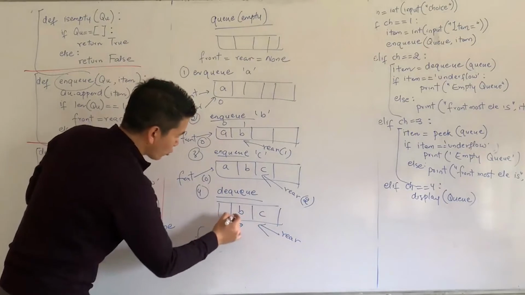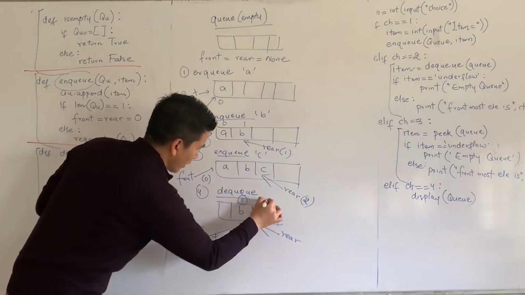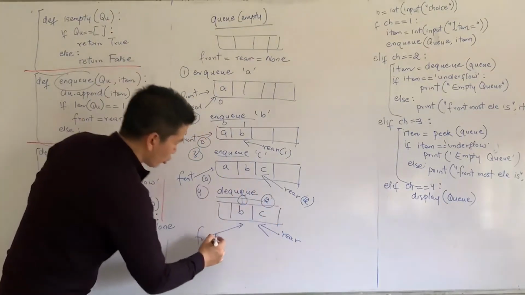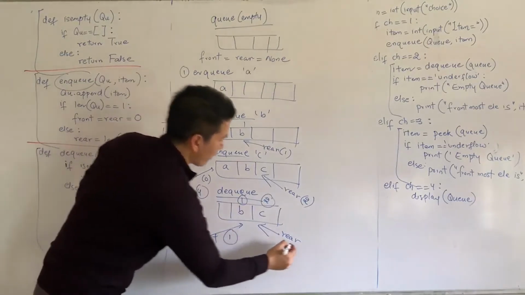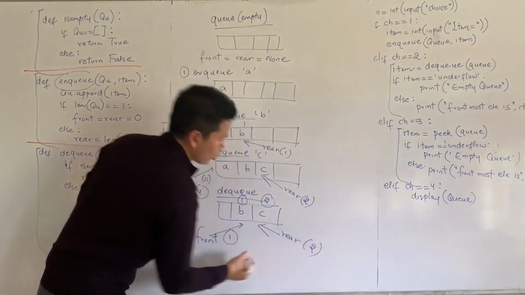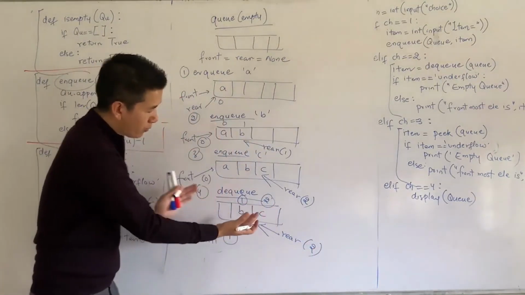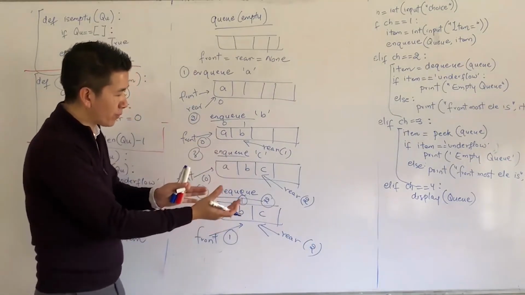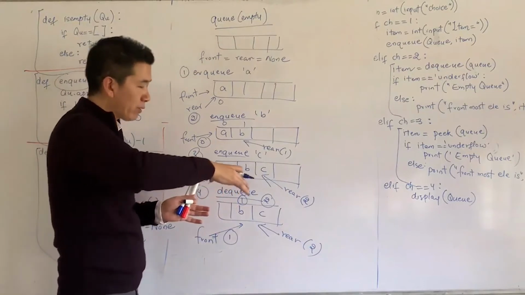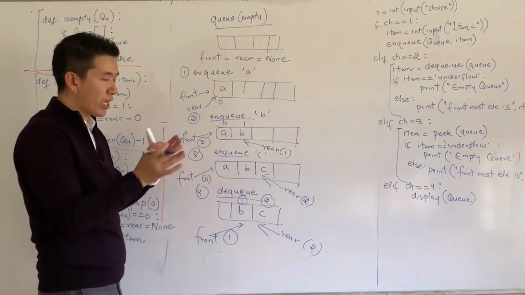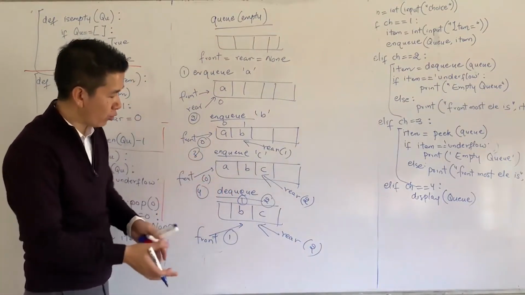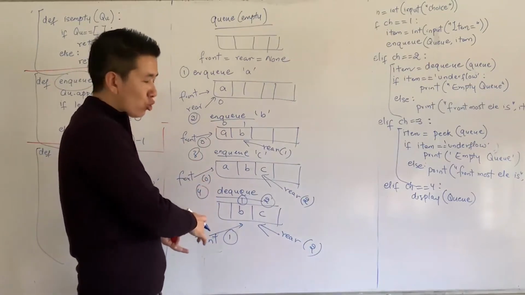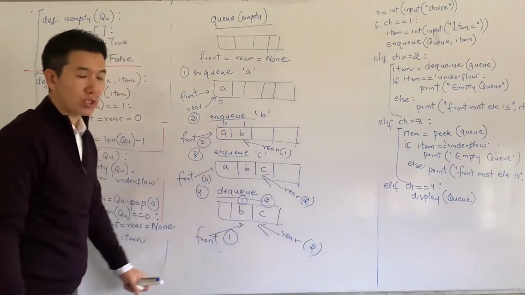So the value of front will be, this is 1 and this is 2, right? So the value of front will be 1 and the value of rear will still remain as 2. So this is how the front value and the rear value keep on changing with each NQ, with each DQ. Either the value of front will change or the value of rear will change.